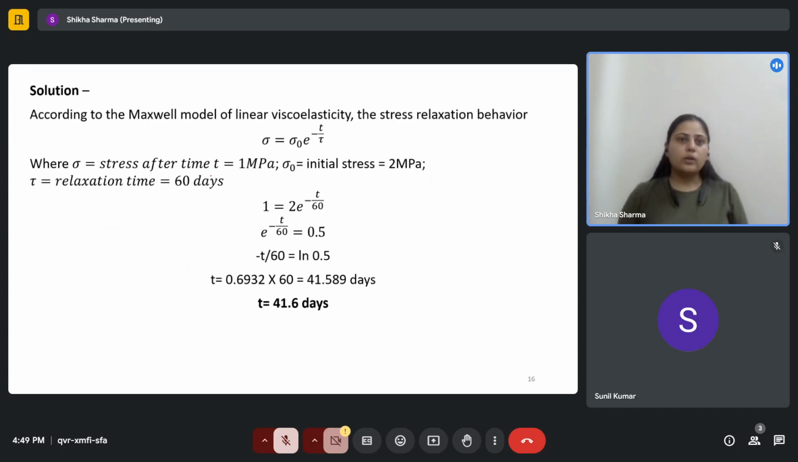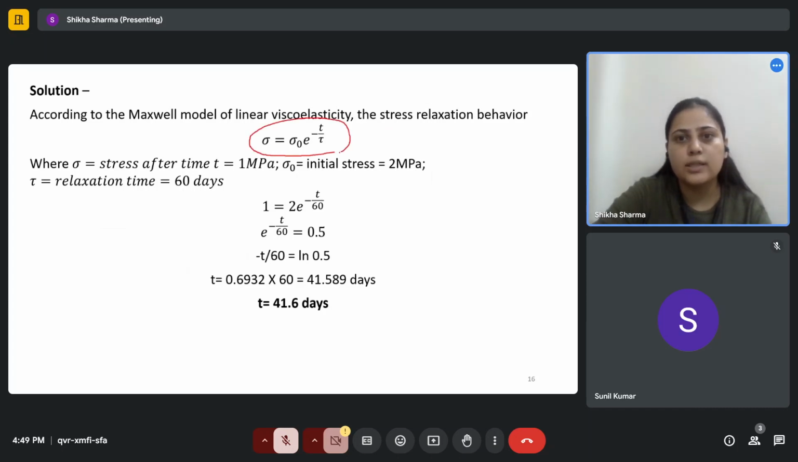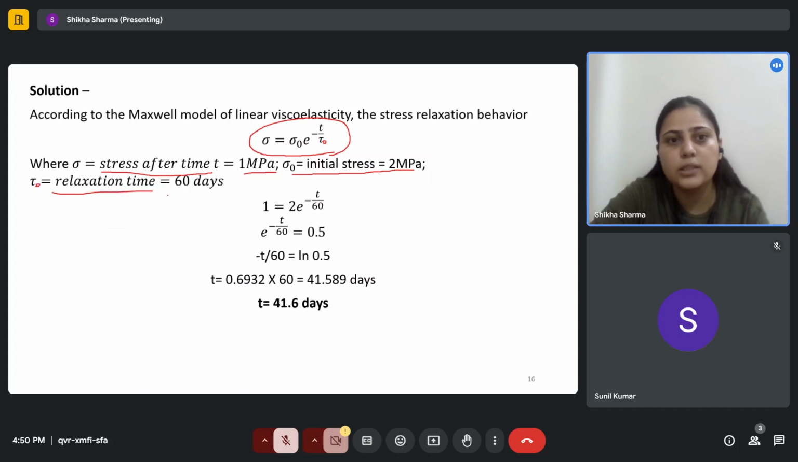So almost the same formula we need to apply. According to the Maxwell model of linear viscoelasticity, the stress relaxation behavior is given as the stress at any time equals the stress at the initial point multiplied by exponential of minus t by tau naught. This is tau naught, which is the relaxation time. Here sigma is the stress after time t, 1 megapascal as given in the question, sigma naught, the initial stress, is 2 megapascal, and tau naught, the relaxation time, is 60 days.